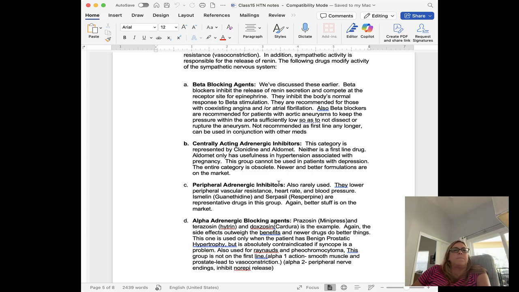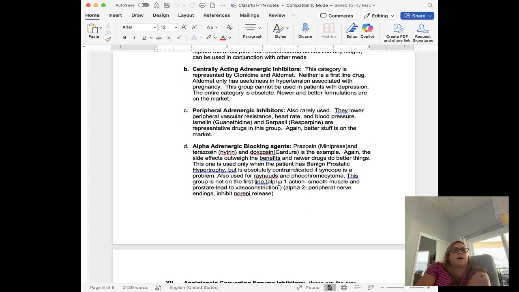We rarely use them. Now, alpha adrenergic blocking agents are the ones I told you about, for the alpha 1 receptors that cause vasoconstriction. They're going to block that, so you're going to get relaxation of your peripheral vessels. We only use these drugs when a patient has benign prostatic hypertrophy, enlargement of the prostate gland.